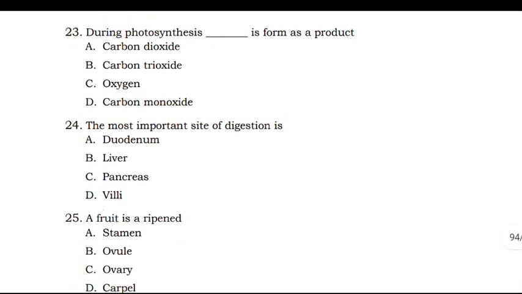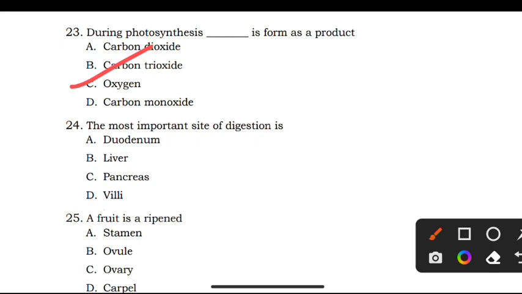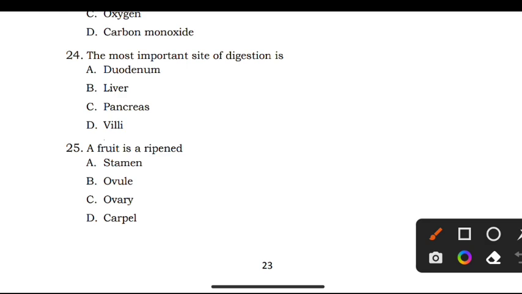Question number 23. During photosynthesis, gas is formed as a product of. So during photosynthesis, oxygen is formed as a product, right? And question number 24, the most important site of digestion is duodenum, liver, pancreas, villi. In these options, option A will be the correct answer, duodenum. A fruit is ripe in stamen, ovule, ovary, carpel. So in these options, which should be correct? I think option C will be the correct answer, ovary.